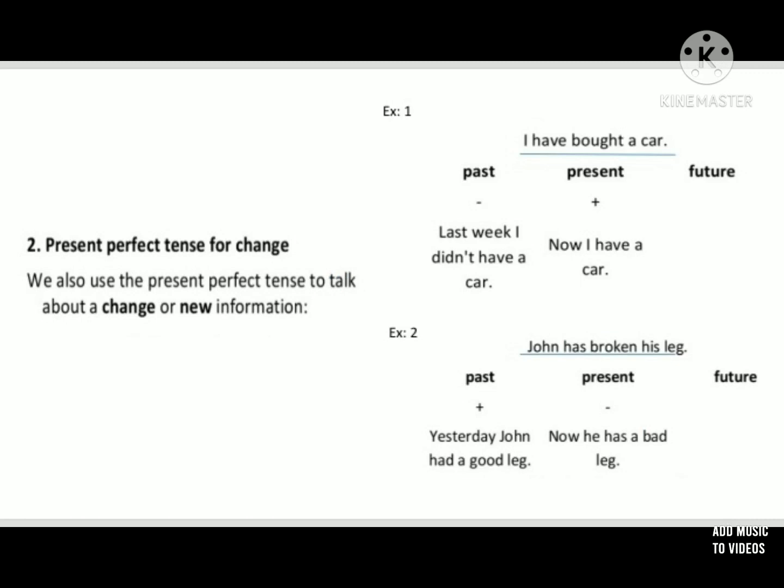The second one, we use present perfect tense to talk about the change or a new information. Now look at the first example. I have bought a car. So in the past, last week, I didn't have a car. But now in the present, I have a car. Look at the second example. John has broken his leg. In the past, that means yesterday, John had a good leg. But now, in the present, he has a bad leg. So, you can understand that we can use present perfect tense to express the change that has taken place.